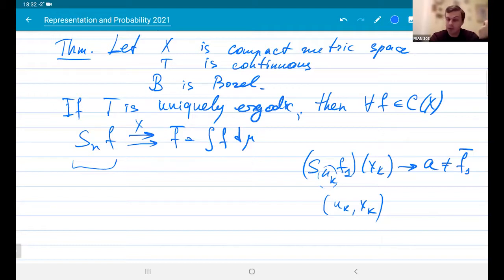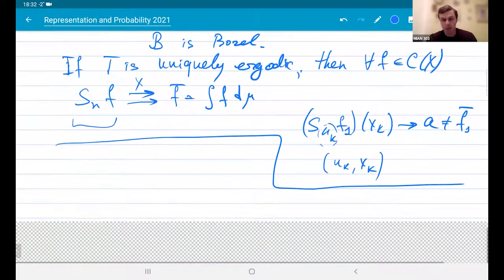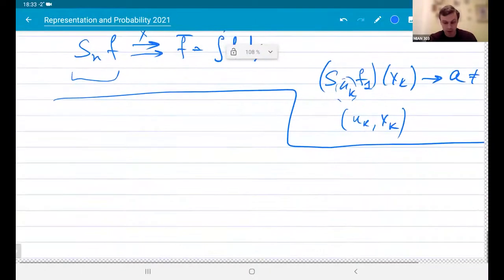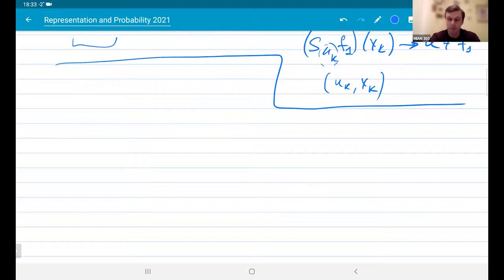And as I have said, for the circular rotation, we have unique ergodicity, so we have this uniform convergence. And the question is, what is the speed? What is the rate of this convergence? Well, this question can be studied in great detail, and it was studied very thoroughly. But the first steps are quite simple.